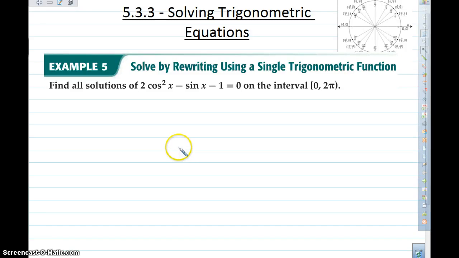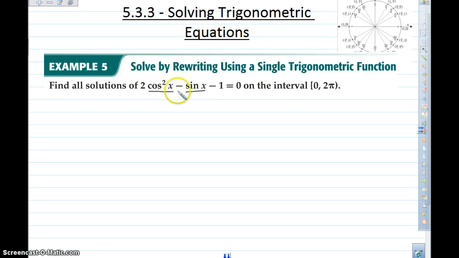Alright everyone, I know you're excited to get back to factoring and solving trigonometric equations. So we're doing day 3 of section 5.3, solving trig equations. This time we're going to have trig equations where there are more than one type of trig function in them. For example, in our first problem, 2 times cosine squared of x minus sine x minus 1 equals 0.